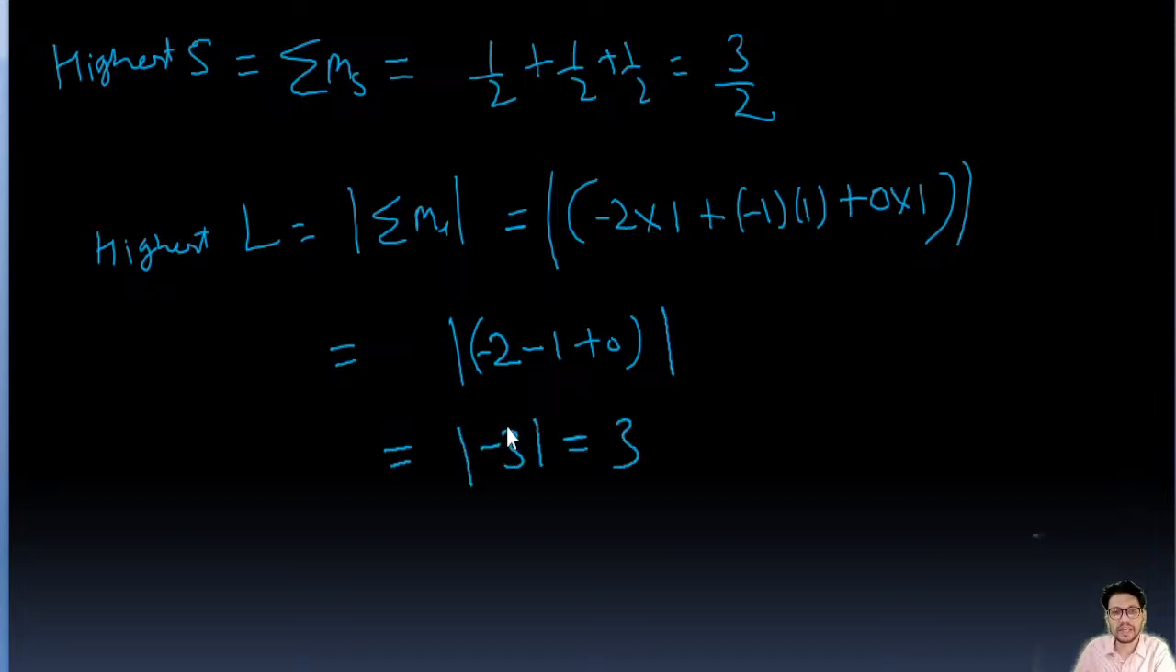So the highest value of S and the highest value of L we have found. Because it's less than half filled, the lowest value of J will lie lowest, right? This is a rule. So I'm writing this as well.